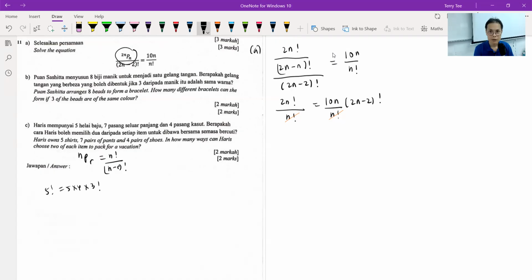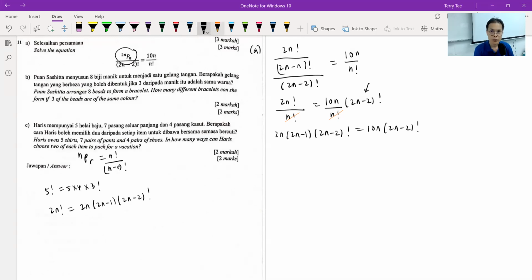So if you have 2n factorial, we can actually break it down into 2n minus 1, 2n minus 2 factorial, and so on. Now, why do I do that? Because I can see there's a 2n minus 2 factorial on my right-hand side. So I'm going to break it out to 2n minus 1, 2n minus 2 factorial. I'm left with 10n and 2n minus 2 factorial.